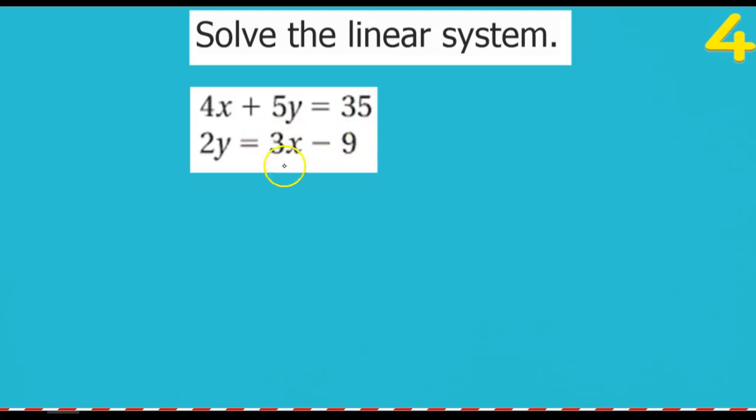Alright, again I want to move over the 3x, or the x to the other side. So I'm going to subtract 3x.